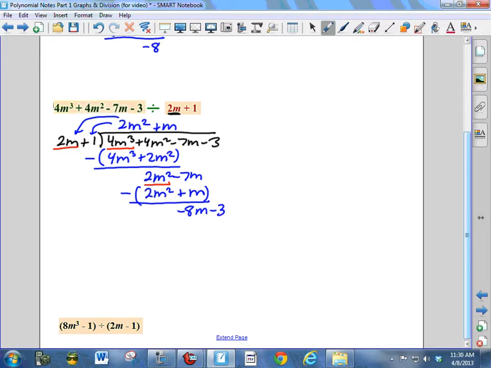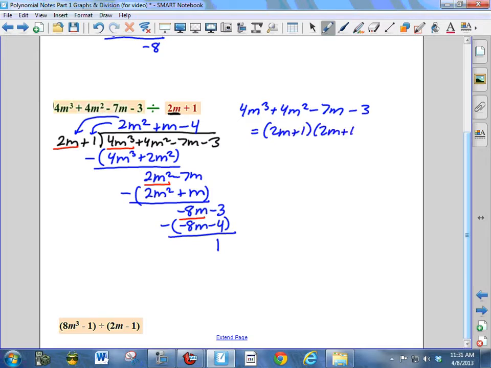Bring down the 3. What do I have to multiply 2m by to get negative 8m? I have to multiply it by negative 4. When I multiply negative 4 times the entire quantity outside the division bar, I get negative 8m minus 4. Subtract the whole thing, and I get negative 8m minus a negative 8m, which is 0. Negative 3 minus a negative 4 is a positive 1. So once again, I have a remainder. 2m plus 1 is not a factor of 4m cubed plus 4m squared minus 7m minus 3. So I can say that 4m cubed plus 4m squared minus 7m minus 3 is equal to 2m plus 1 times 2m plus 1, plus 1.